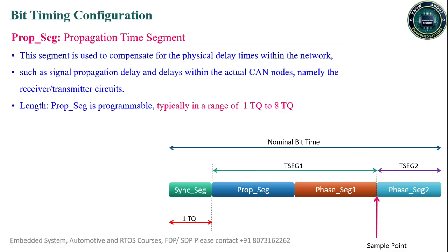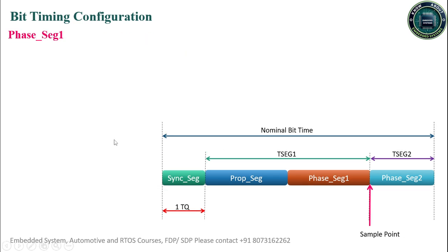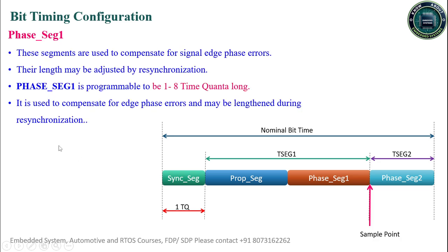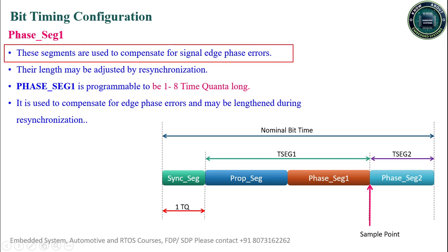I hope you are clear with this. Now the third one, phase segment buffer 1. That means this orange color segment, whatever you are seeing, we are going to discuss now. What is the use of this phase segment buffer 1? These segments are used to compensate for the signal edge phase errors.